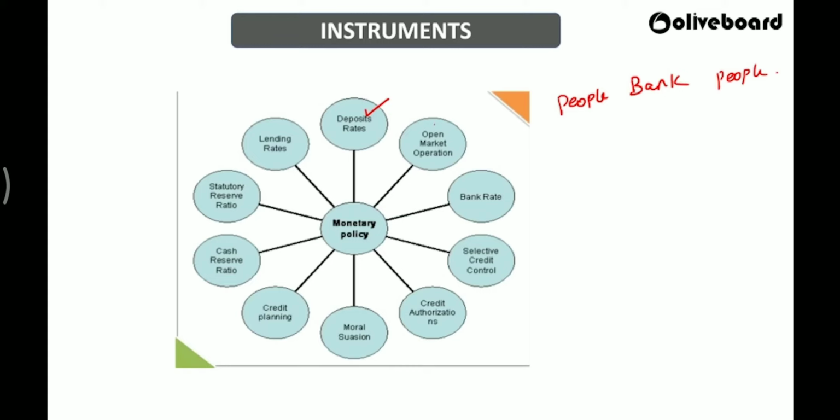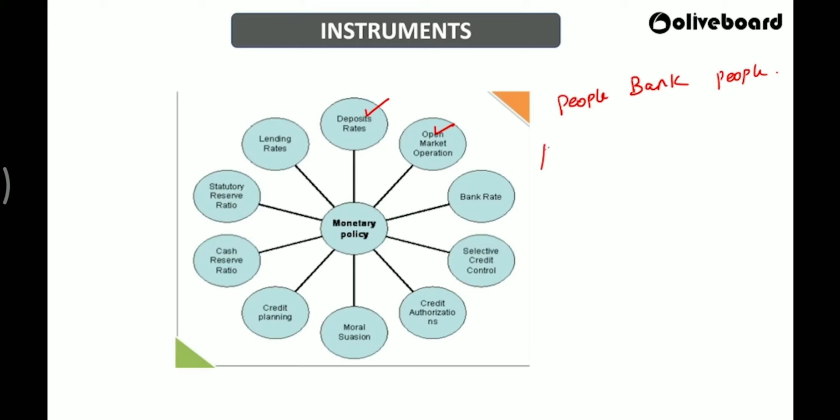All right. Open market operation. Open market operation means what? It is called OMO. What does it mean? When RBI purchases or sells securities to the commercial banks, that is called open market operation. So how will it impact money supply?